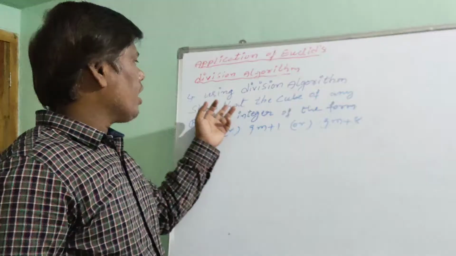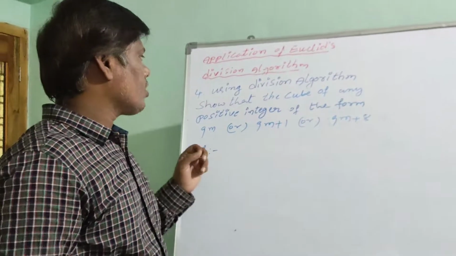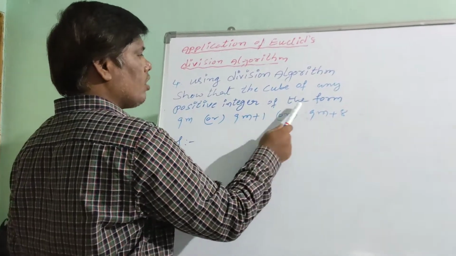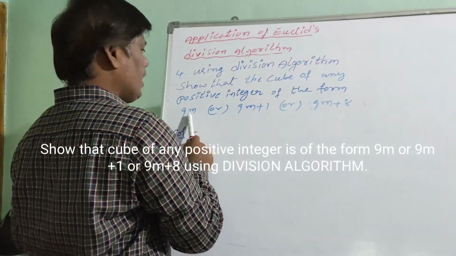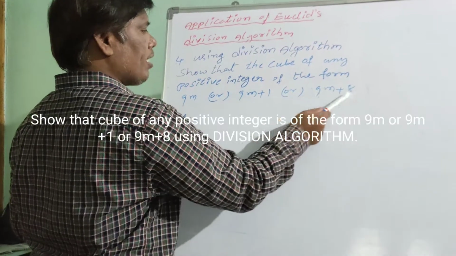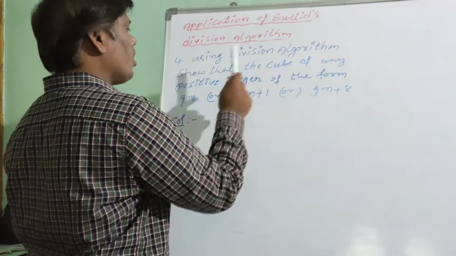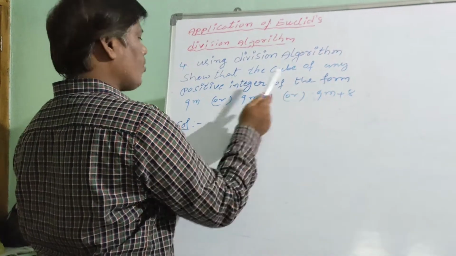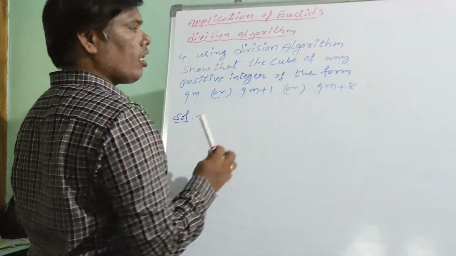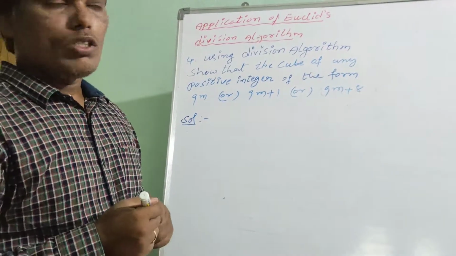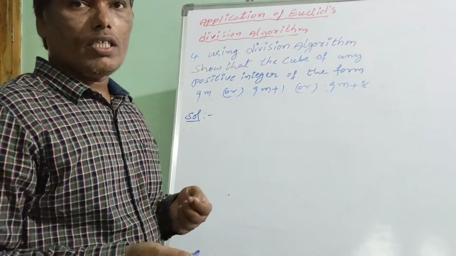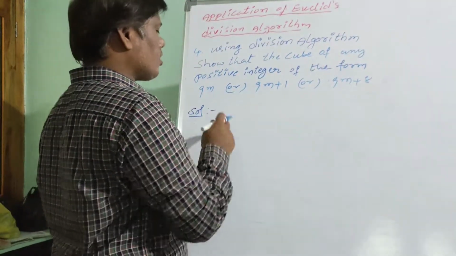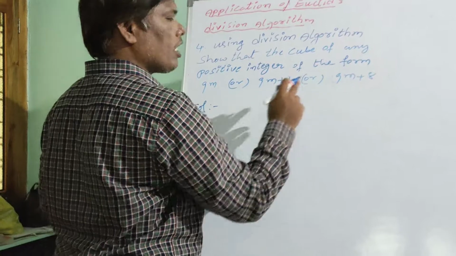Any perfect cube positive integer, we have to show that it is one of the form 9m or 9m plus 1 or 9m plus 8. So using division algorithm, show that the cube of any positive integer is of the form 9m or 9m plus 1 or 9m plus 8. Before proving this, let us verify whether the cube of a positive integer is in the form 9m or 9m plus 1 or 9m plus 8.